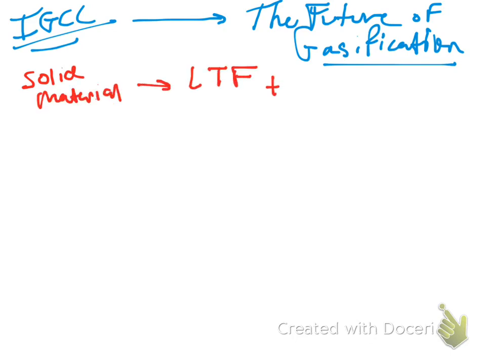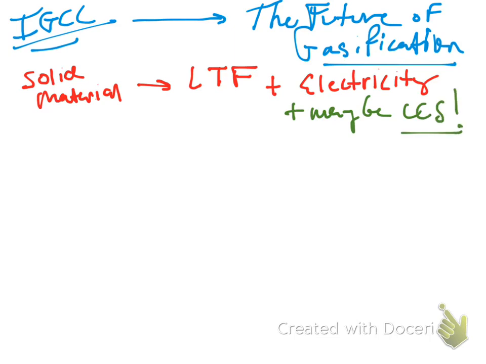And essentially what you're doing here is you're taking solid material, that carbonaceous feed, and you're using the syngas to make a liquid fuel, liquid transportation fuels. You're also making electricity by combusting a part of that syngas, and when you quench the hot syngas, you also generate steam. So you're generating electricity through steam turbines as well.